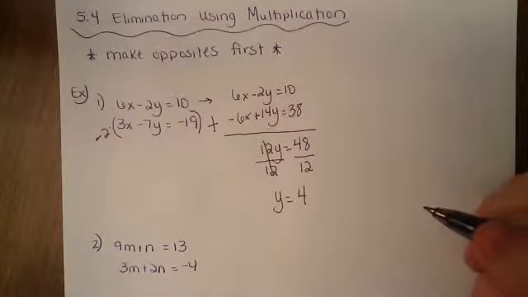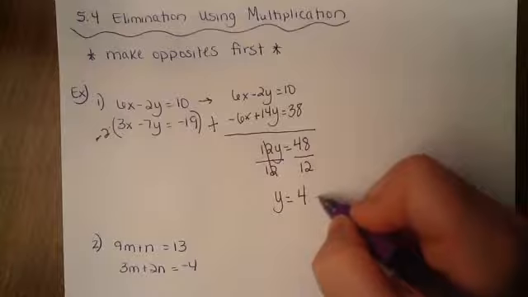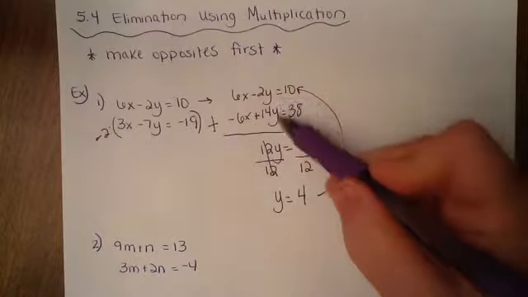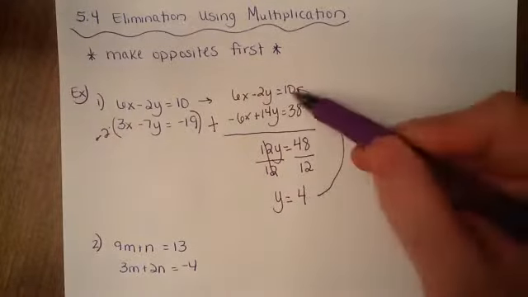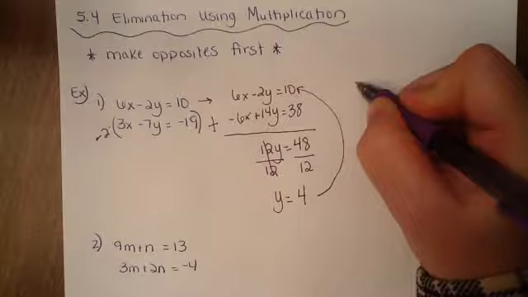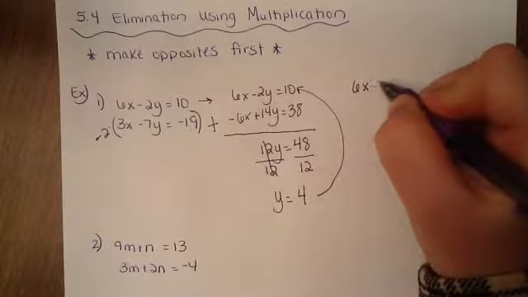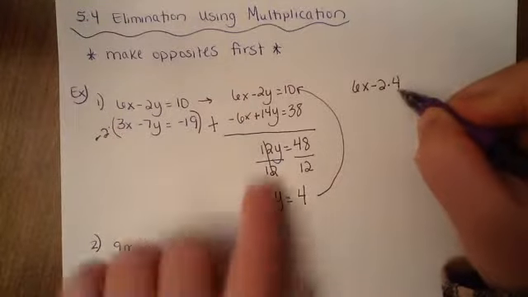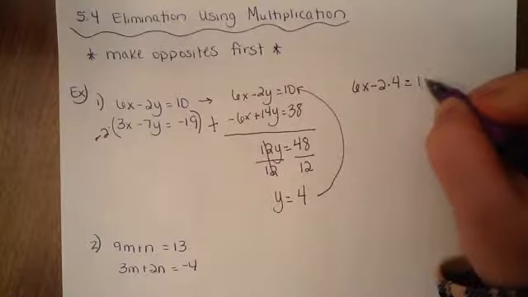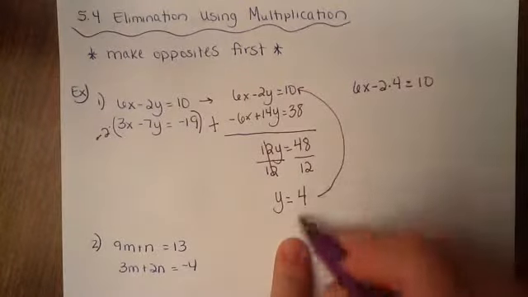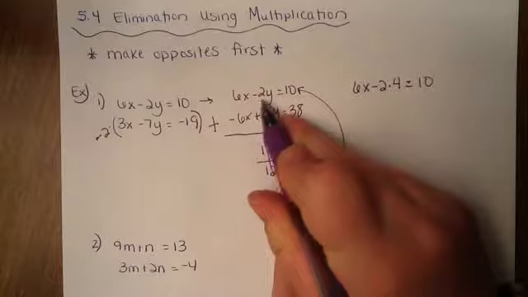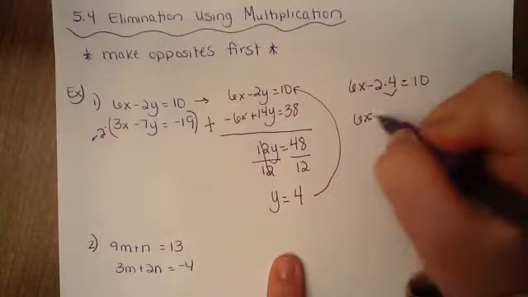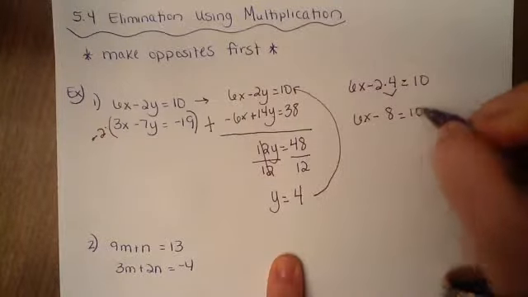4. Now that I know what y is, how do I find x? Plug it back in. It doesn't matter which of these you plug it into. I always like to plug it right back to the top so I have a pattern. So I have 6x minus 2 times our new y, which is 4, equals 10. So take our y, plug it back in. 6x minus 2 times y equals 10. 6x minus 8. What do I need to do next?